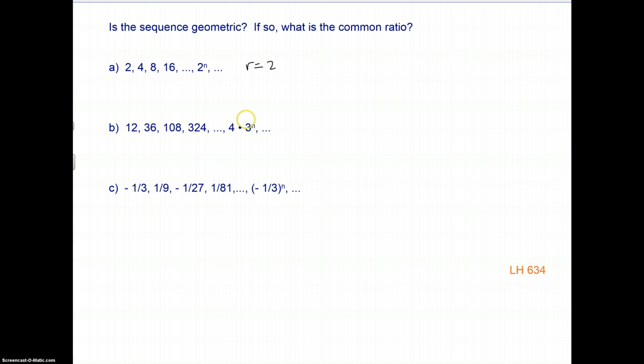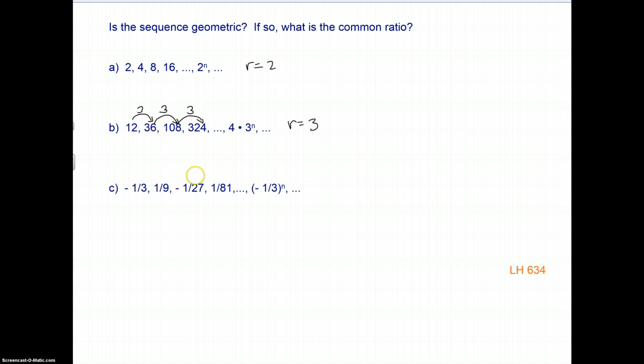Here, we're multiplying by 3 to the n. 3 to the nth power. So this is our first term. We're going to multiply by 3 to the first. And there we go. If I multiply 12 by 3 to the second, I'm going to get 108. And I could start at the initial point and move out, or I could just say, to get from 12 to 36, I multiply by 3. To get from 36 to 108, guess what? I multiply by 3. To get from 108 to 324, guess what I multiply by? So this again is a geometric sequence, and the common ratio is 3.